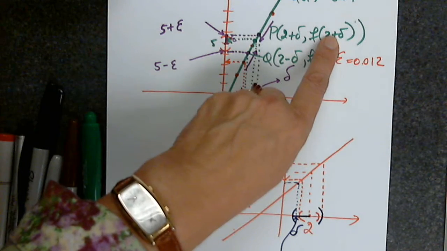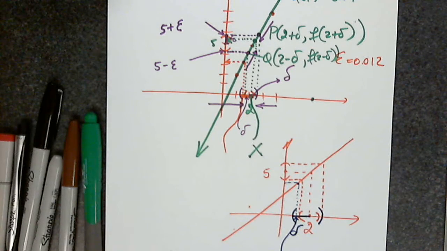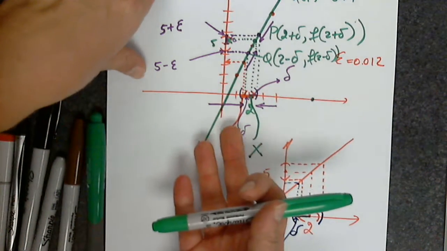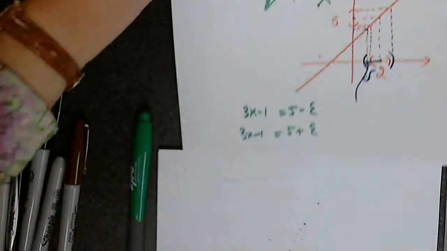I will find a delta from here. I will find a delta from here. And which of the 2 deltas will I accept? The smaller of the 2. Okay, I kind of know which one is going to be, but let's go ahead with both calculations for now.